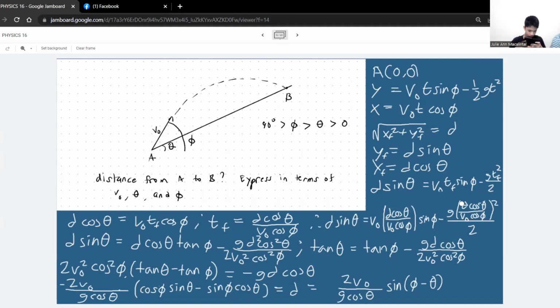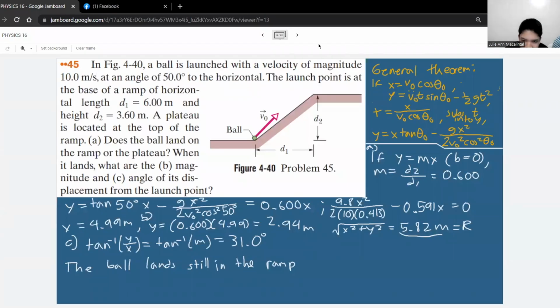Now, v naught sine phi minus theta, g cosine theta. So that's the distance along the ramp. Now, let's check, does it make sense? If v naught increases, we go farther along the ramp, no? Since phi is greater than theta, the sine is positive, and the cosine is also positive. Okay.